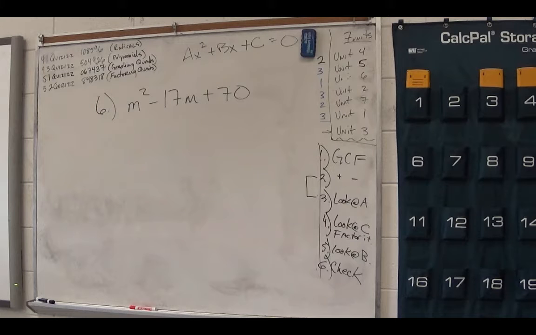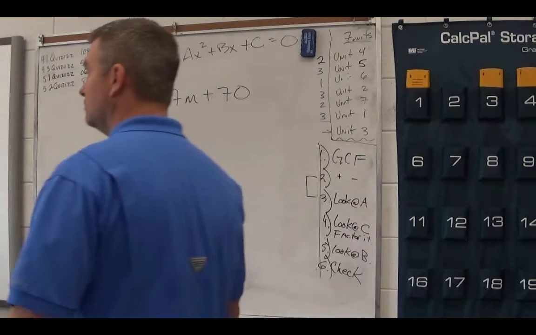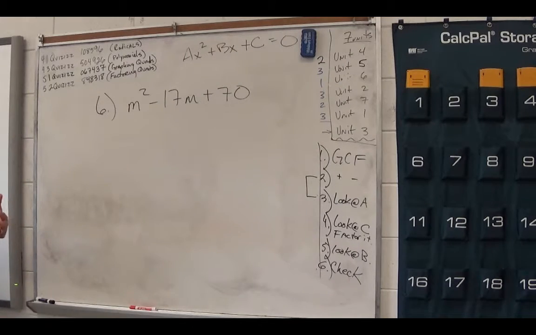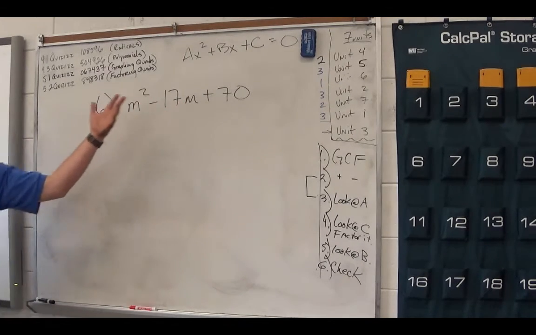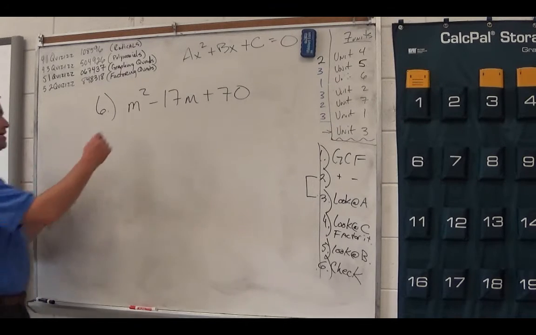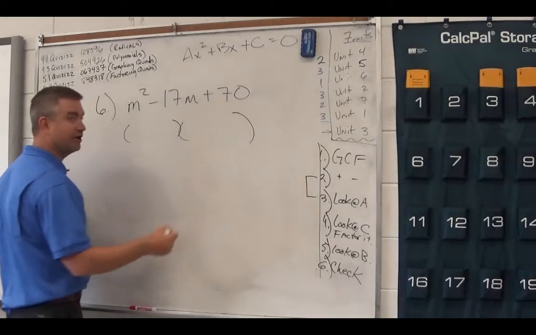All right, here we go. First step. What's always your first step? GCF. Is there a GCF? No. No, there's no number that will go into all 3 of these. So we move down to the next step, right? We make our parentheses. We look at our signs.